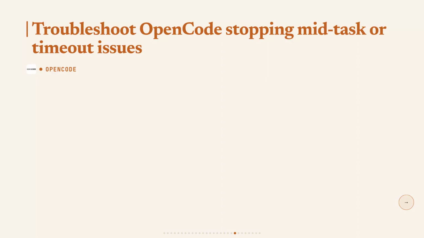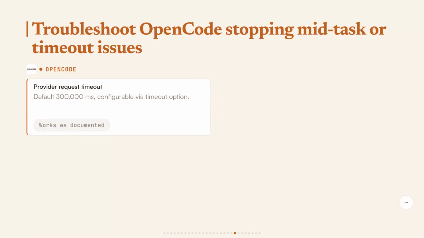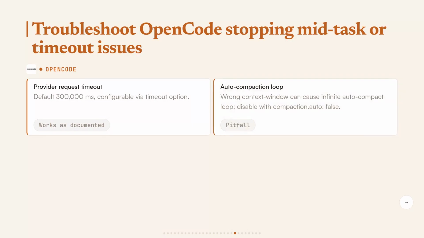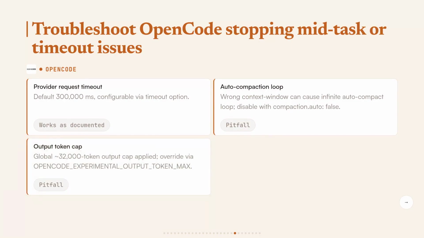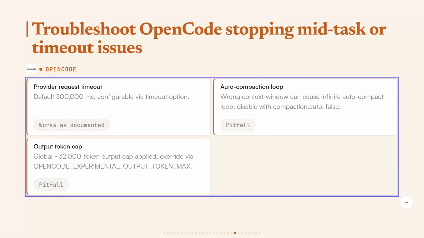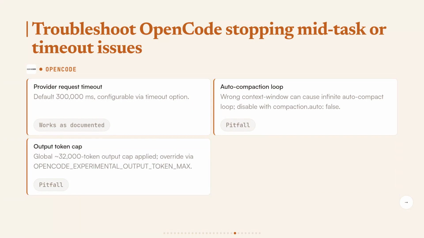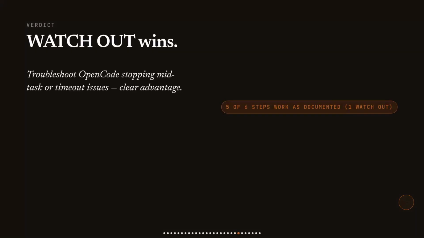The default provider timeout is 300,000 milliseconds, which is 5 minutes, and it's configurable. Auto compaction is on by default, and a wrong context window setting can trigger an infinite compact loop that just kills the task. Output tokens are capped at around 32,000, and you can override that with the OPENCODE_EXPERIMENTAL_OUTPUT_TOKEN_MAX environment variable. Mid-task stops are real, and the defaults are the culprit.